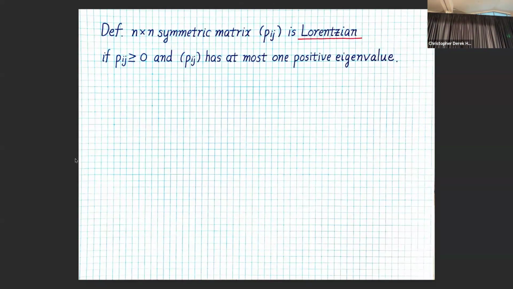So now I'm going to formulate the n-dimensional versions of the same statements, the realizability questions. And the main definition here is that of Lorentzian matrices. You say that an n by n symmetric matrix P_ij is Lorentzian if all entries are non-negative, and P_ij has at most one positive eigenvalue.